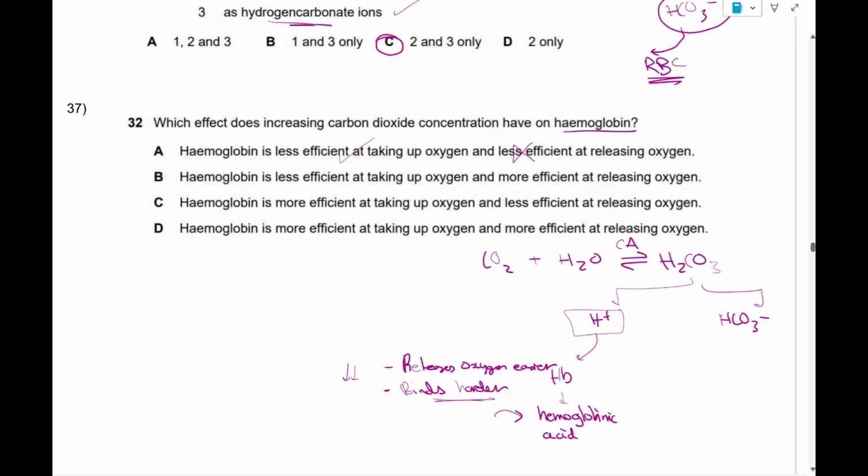So this is incorrect. The reason for this is, as I just said, it's more efficient at releasing oxygen because it actually has a lower affinity to it. Therefore, this is incorrect. B. Hemoglobin is less efficient at taking up oxygen and more efficient at releasing the oxygen. Now, this is correct, and the answer is going to be B.